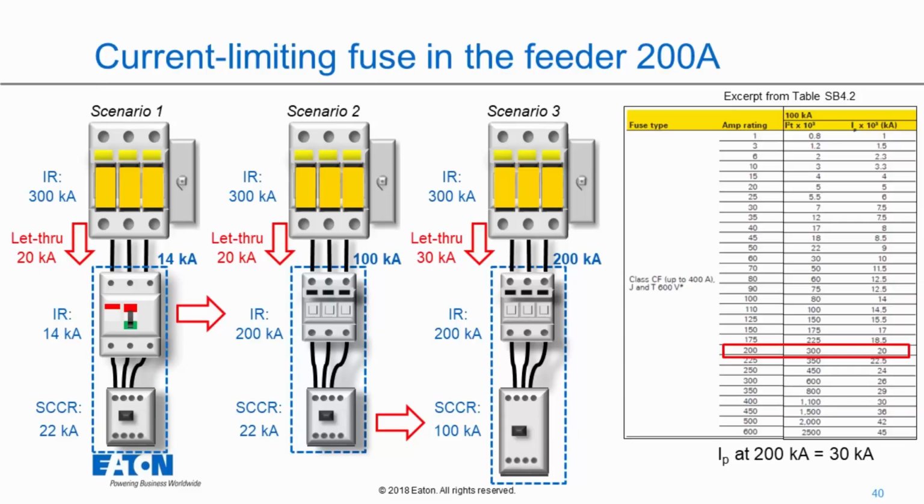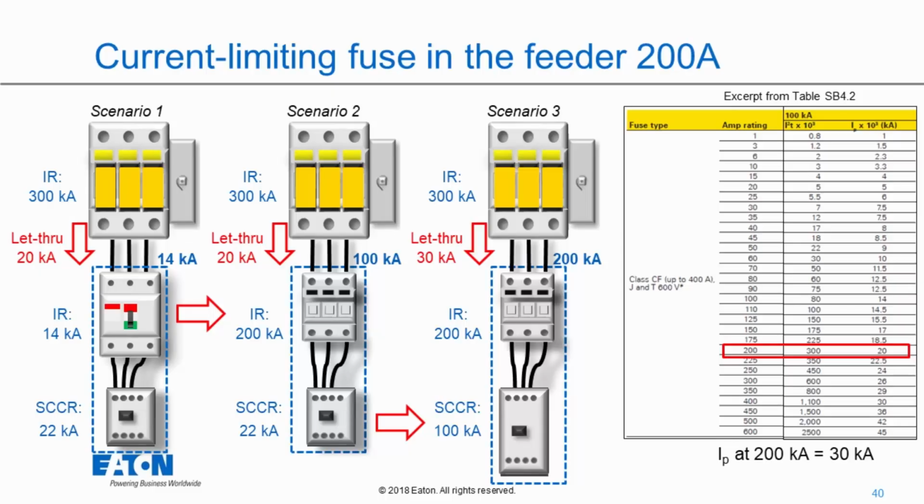Now, is 20 less than 200? Yes. Is 20 less than 22? Yes. So I can raise the short circuit current rating of this branch, and what can I raise it to? I can raise it to 100 kA. And why can I raise it to 100? Because that's what the 20 kA let through was based on. That's the column from table SB 4.2 I was using.